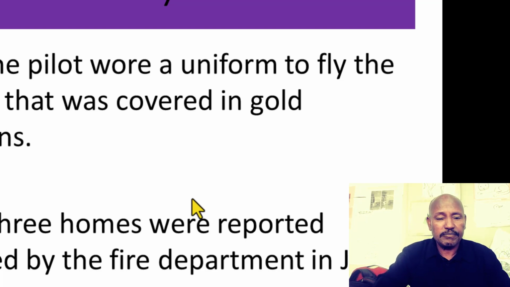Another example please. 3 homes were reported burned by the fire apartment in July. That is meaningless. It starts with the receiver of the action, 3 homes. This is a passive voice report, and it is wrong. The subject that should be described is not described; there is no subject here. So what do we say? The fire department is the subject here. The fire department reported 3 homes burned in July.